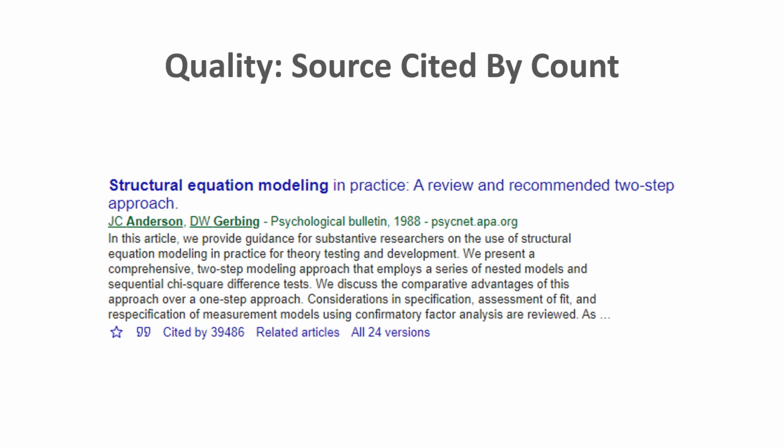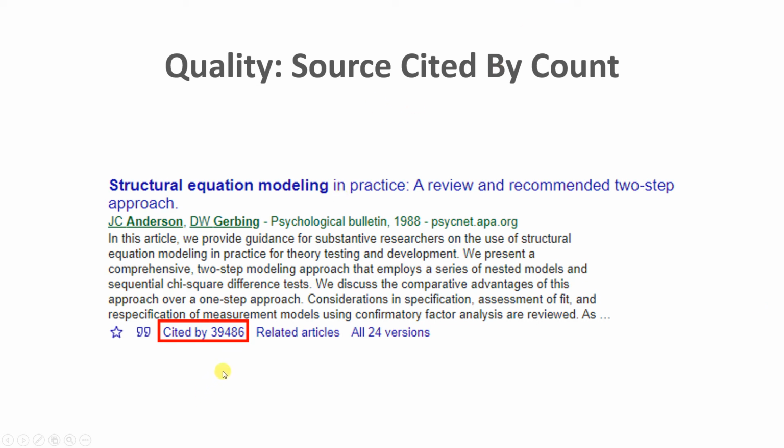And so what do I mean by that? Well, let's say that you find a particular source, let's say a journal article. Let's say you find specifically this journal article, which is by Anderson and Gerbing, published in Psychological Bulletin in 1988. This is a very influential structural equation modeling application paper. And you'll see down here that there is a cited by count if you use Google Scholar, and some other search engines and databases also have a similar feature.